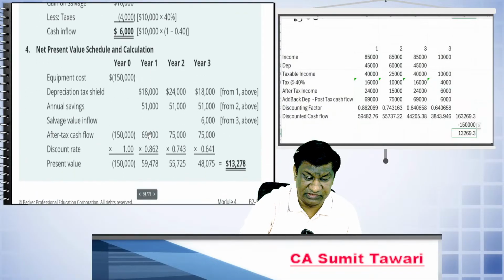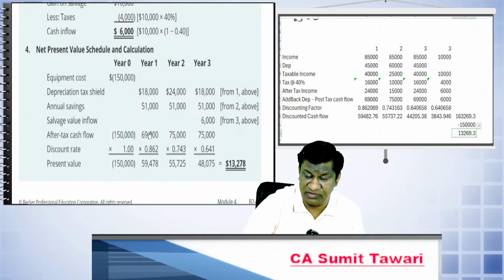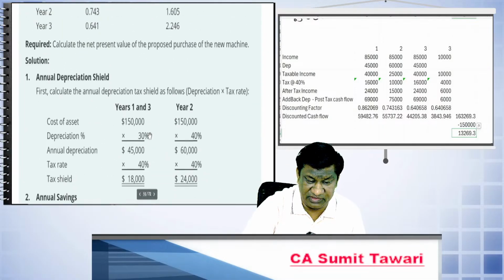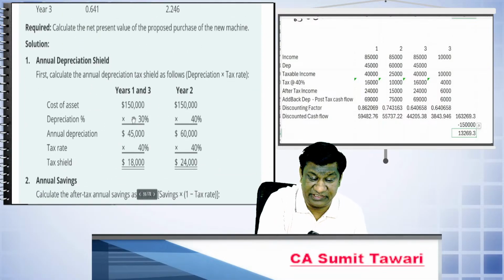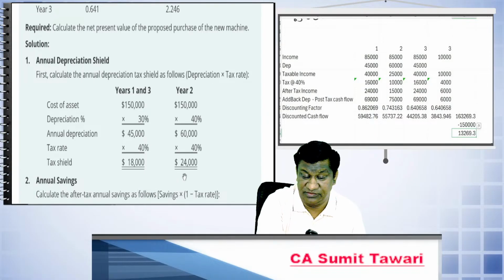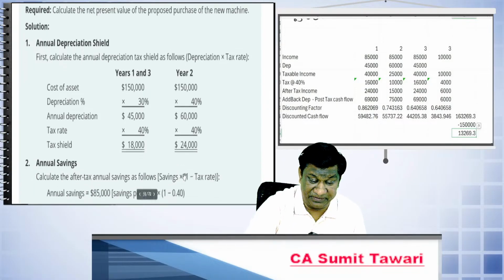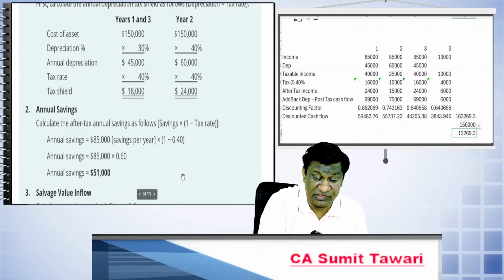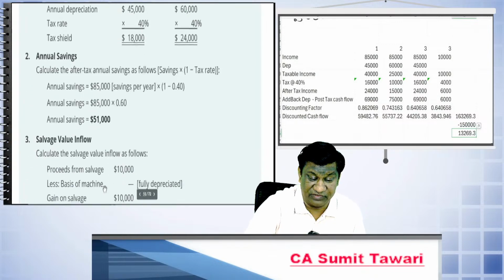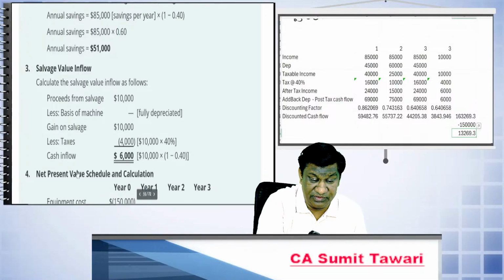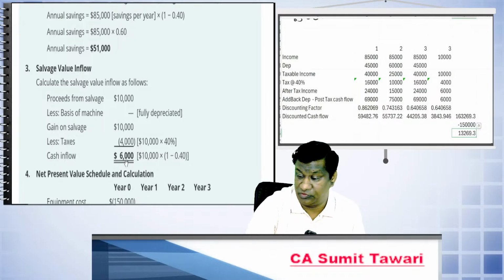Thirteen to 78, some maybe because of 478, 270. This may be a rounding off issue. Okay, so this way also you can calculate. Means here they gave the calculation. They first, what is the tax shield? 18,000 and 24,000 because of depreciation, and then 51,000 is yearly income after depreciation, and tax cash flow 6,000 is on a cash flow for the third year, which we took here as well.